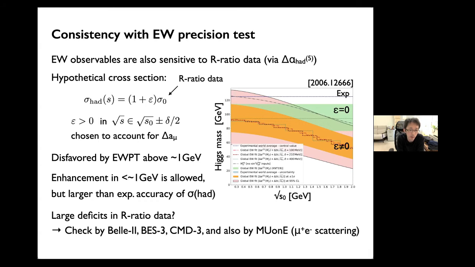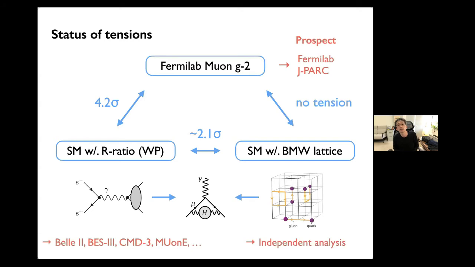So if such a deviation happens in the experimental data, then we have to check such a deficit by future experiments, such as the Belle 2 experiment, BESIII or CMD-3. Also, independently of the traditional way, the hadron vacuum polarization contribution can be tested by using the MUonE experiment. So this is the status. This is the Fermilab muon g minus 2 experiment, which deviates from the standard model prediction determined by the R ratio data at the 4.2 sigma level.